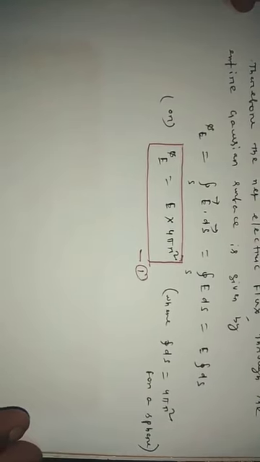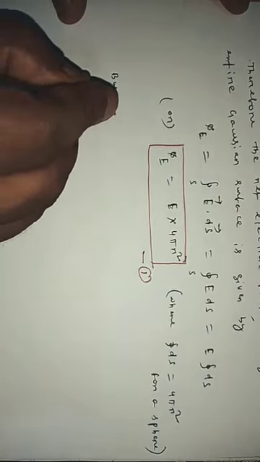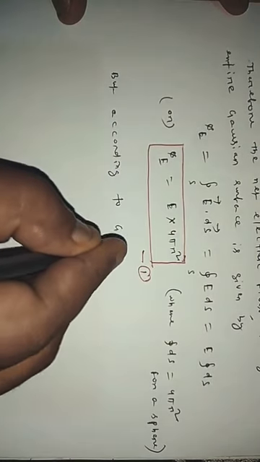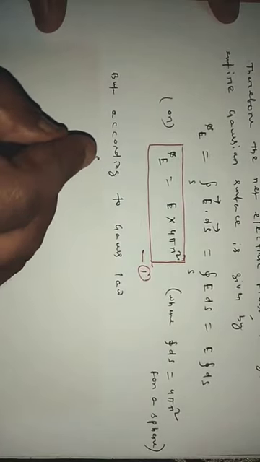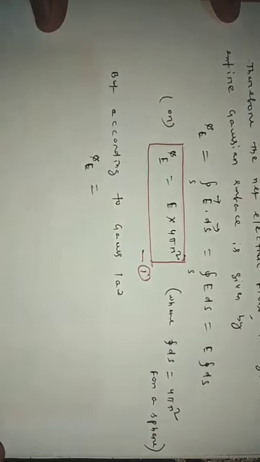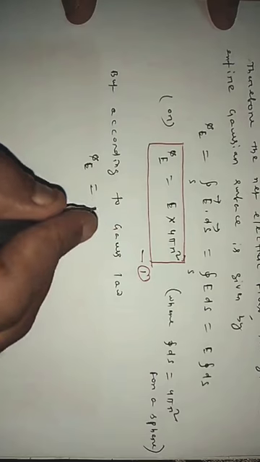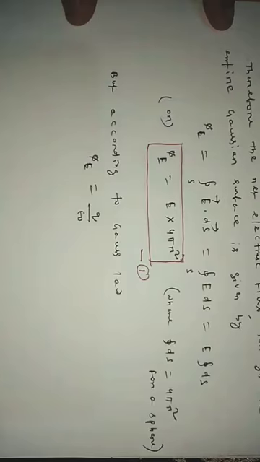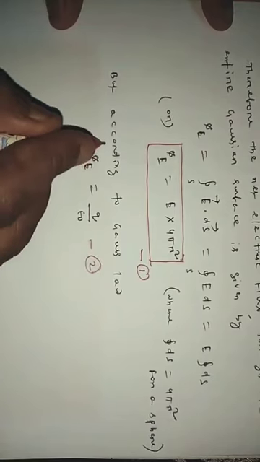But according to Gauss law, phi E, the total electric flux, is equal to 1 by epsilon 0 times the total electric flux through the closed surface, which is 1 by epsilon 0 times the total charge enclosed within the surface. Phi E equal to Q by epsilon 0. This is your equation 2.